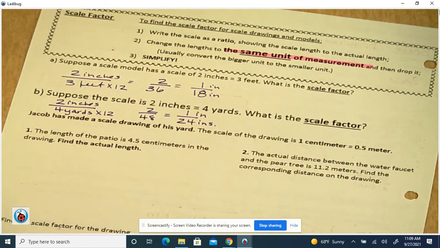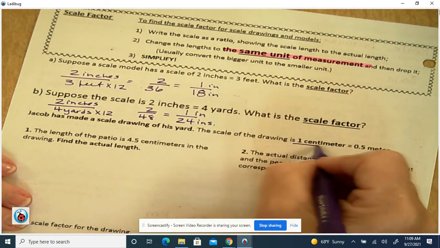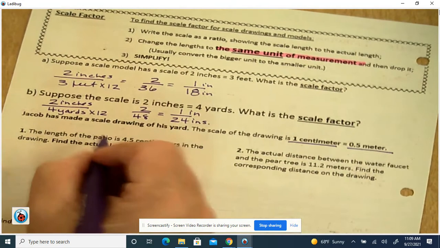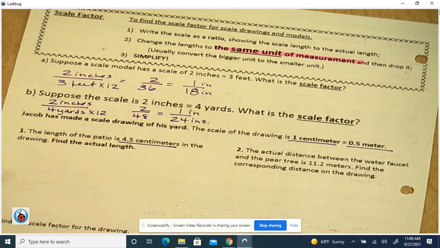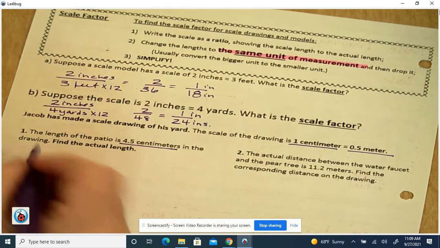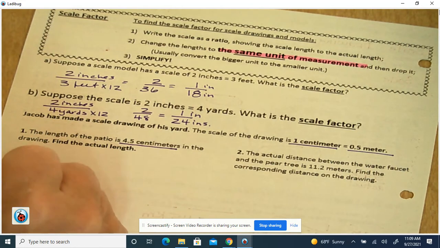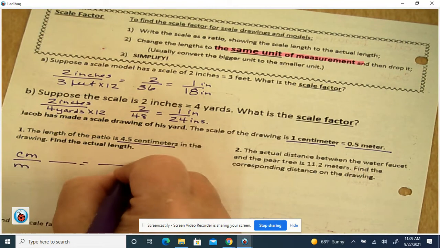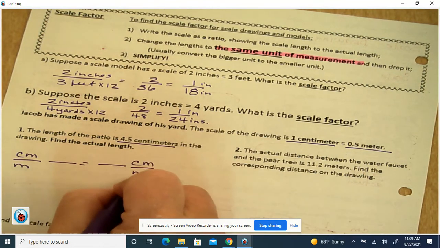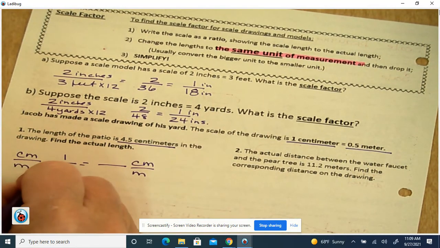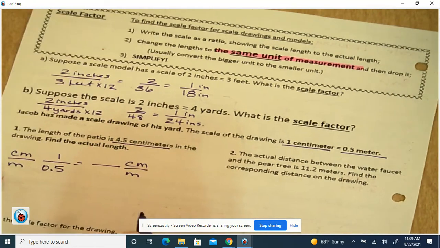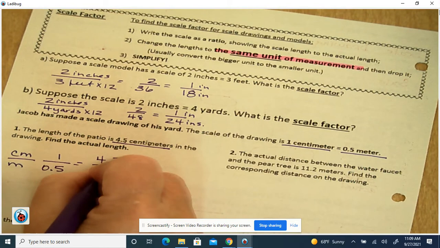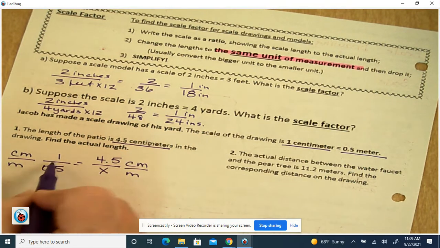Jacob has made a scale drawing of his yard. The scale of the drawing is 1 centimeter to 0.5 meters. All right, the length of the patio is 4.5 centimeters in the drawing. Find the actual length. So we've got centimeters over meters, centimeters over meters. So we've got 1 centimeter is 0.5. And then we have 4.5 centimeters. So that 4.5 is going to go where centimeters is at. And then the other one is x.